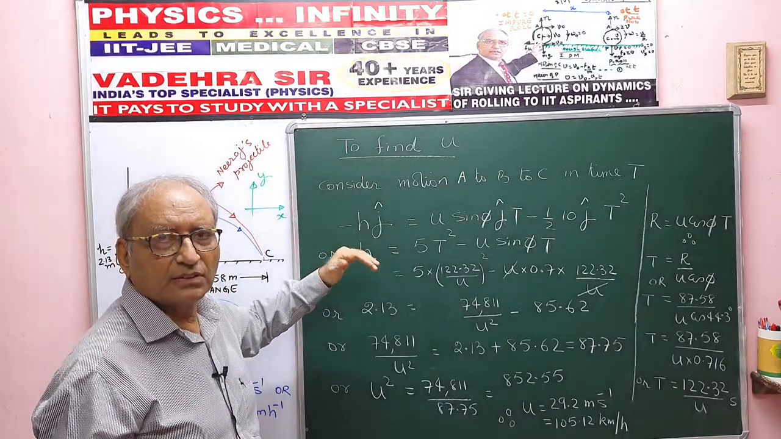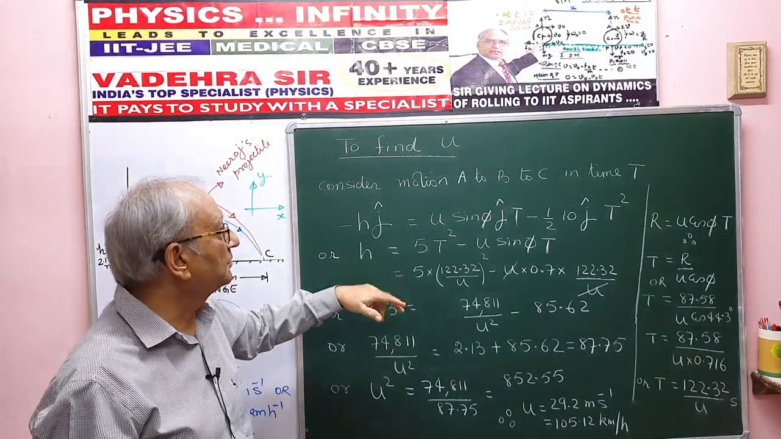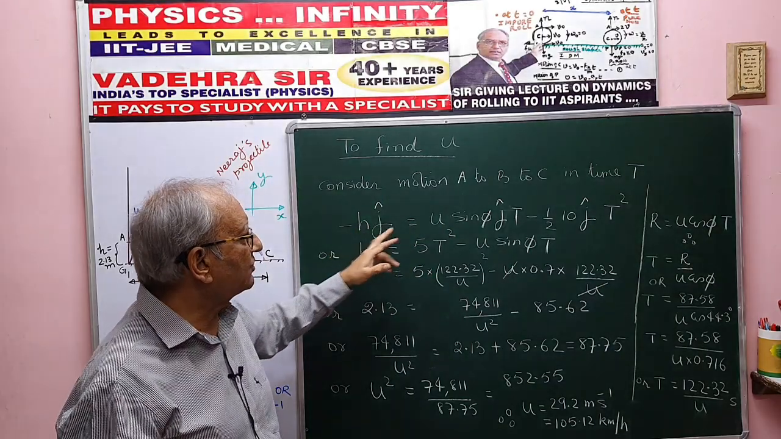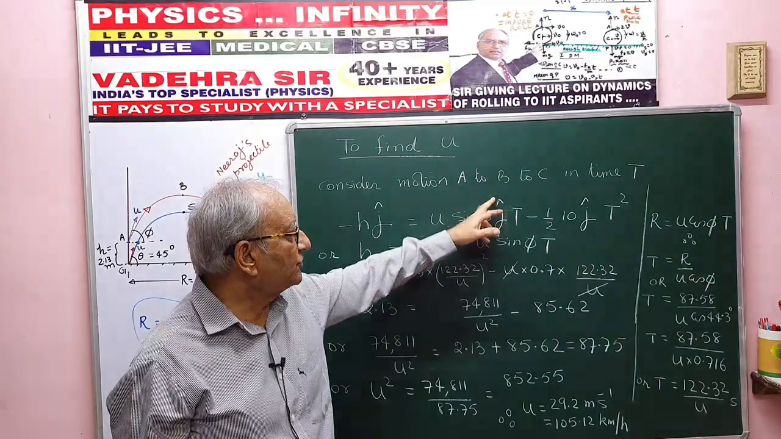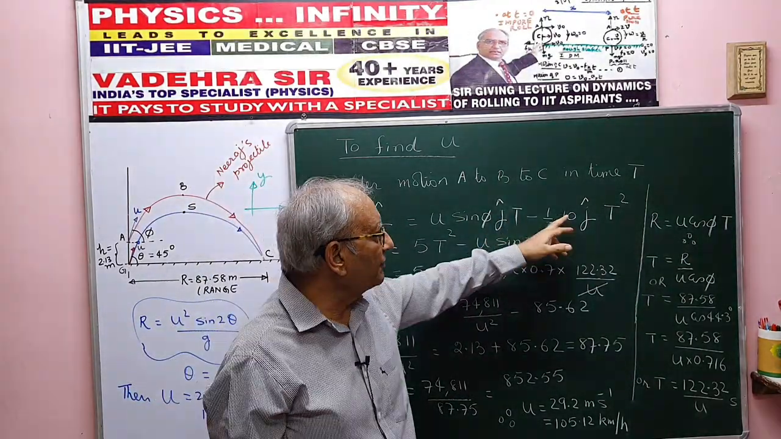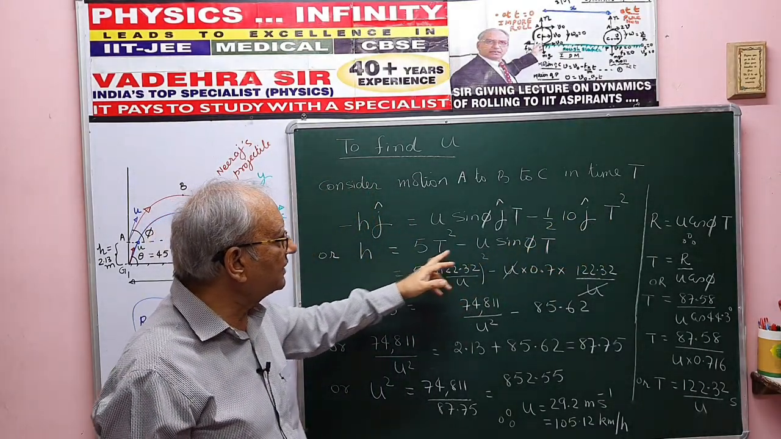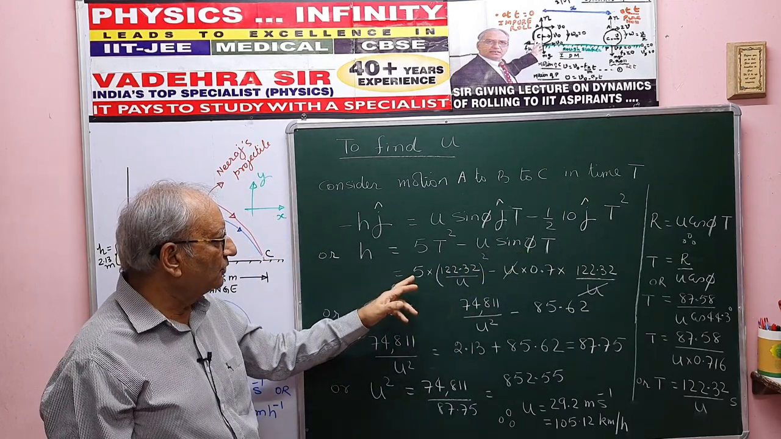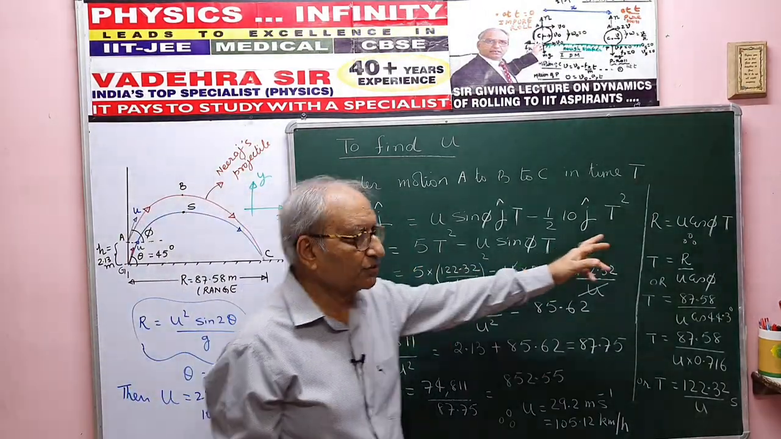So once again, the net vertical displacement is minus H j cap in vector form, and S equals ut plus half at square. In vector form, minus H j cap is u sine phi, the initial vertical velocity, j cap, into T, total time of flight, minus half g, that is 10 j cap, T square. Well, that gives me H equal to 5 T square minus u sine phi into T.